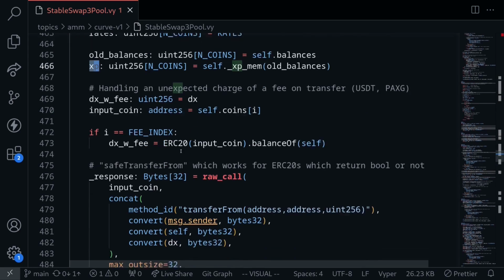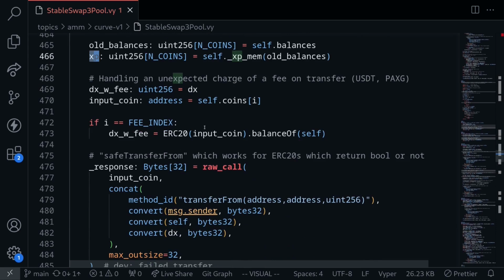The next section of the code deals with bringing in the token in, transferring the token into this pool contract. It first creates a variable called dx_w_fee. This is used for tokens with fee on transfer. For example, some tokens, when they are transferred, do not actually transfer the full amount. Instead, it will take a fee for transferring that token. So the amount of token that will come into the pool with these kinds of tokens will be less than the amount that was specified. So that is what this dx_w_fee is used for. This variable will become more clear as we go down further in the code.